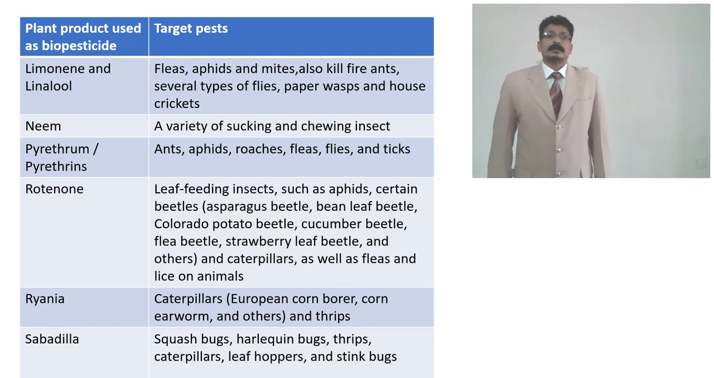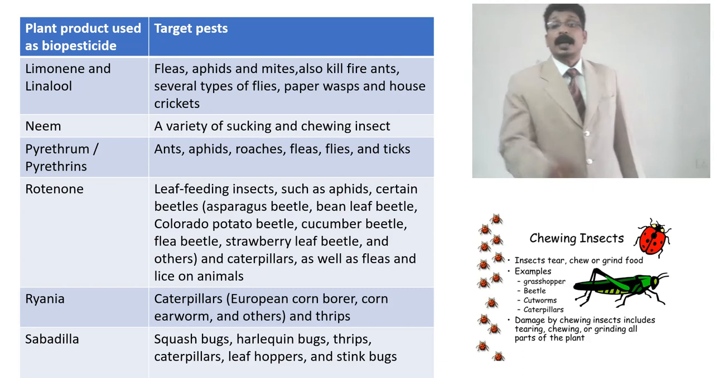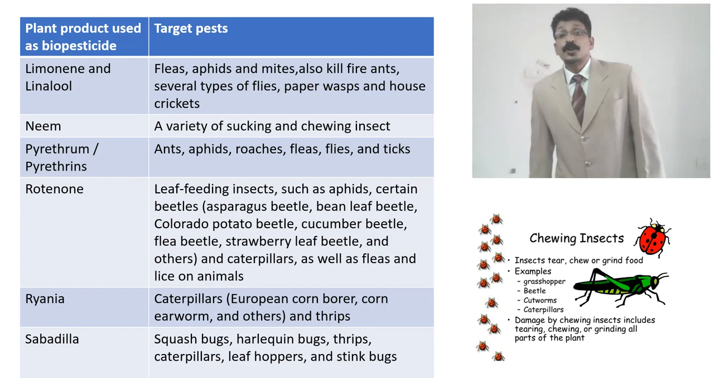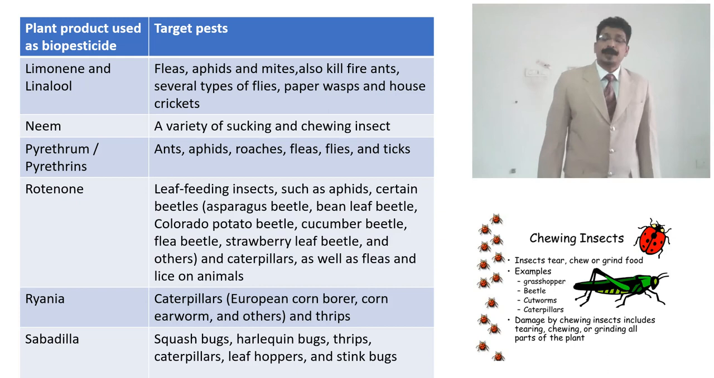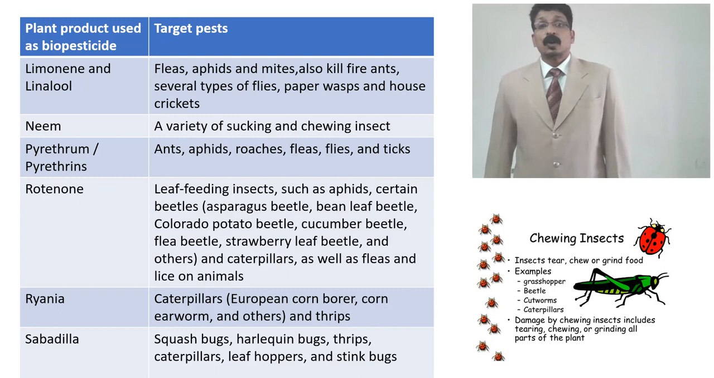And neem works on a variety of sucking and chewing insects, meaning insects which can tear, chew and grind food, for example grasshoppers, beetles and cutworms. Caterpillars damage plants by chewing, tearing and grinding all parts of the plant. That can be easily prevented by neem leaf, and neem oil can also be used for this purpose. Pyrethrin is the main constituent present. It can be used for preventing ants, aphids, roaches, cockroaches, fleas, flies and ticks.